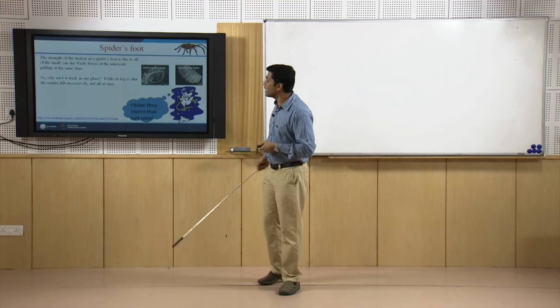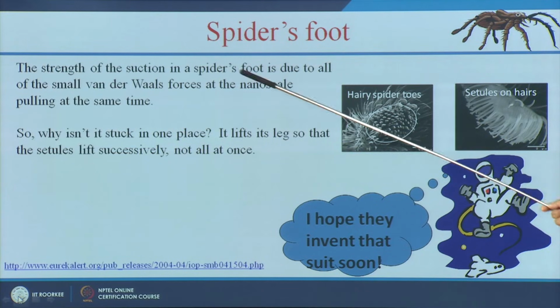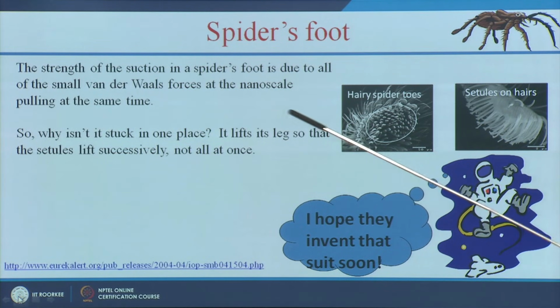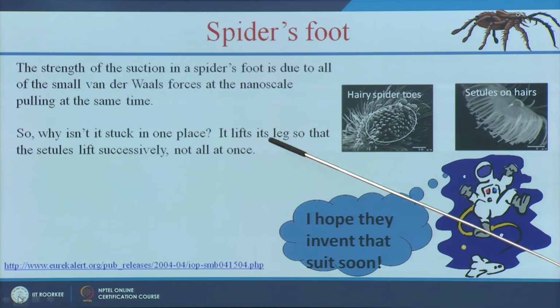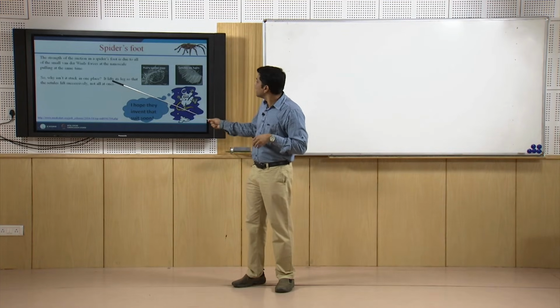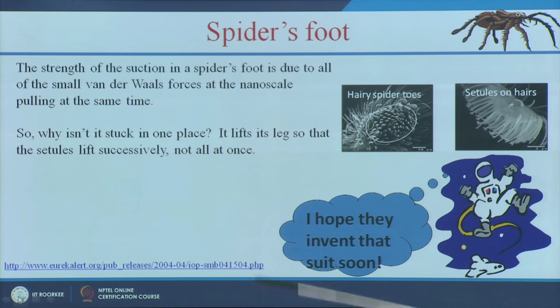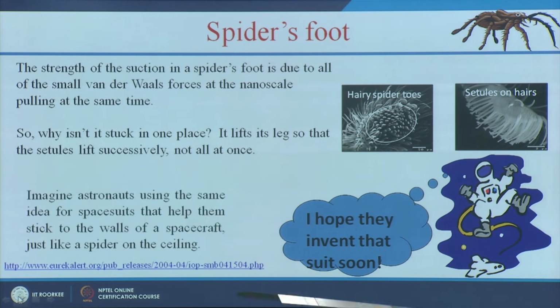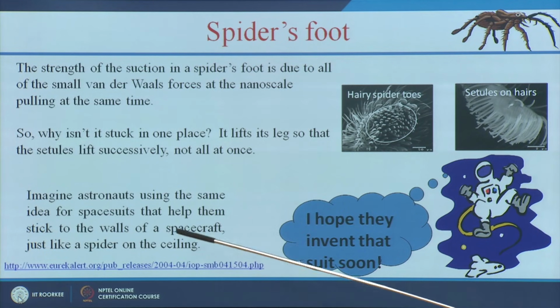And let us see another example, that is spider foot, and the spider foot is also based on these nanostructures. If you see that, the spider foot also has that nanoscale pulling at the same time, and it lifts the leg, so the setae are lifted successively, not all at once. If you see how the spider walks, it lifts the leg slowly and it will walk. That means it lifts its leg so that all the setae lift successively, not all at once. So based on that we can have space shoes for astronauts, so that will help them to stick to the walls of the spacecraft like a spider.